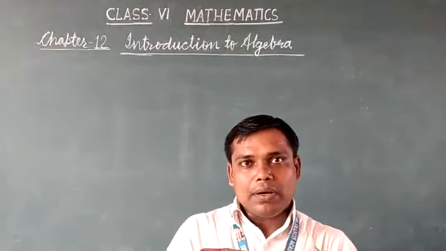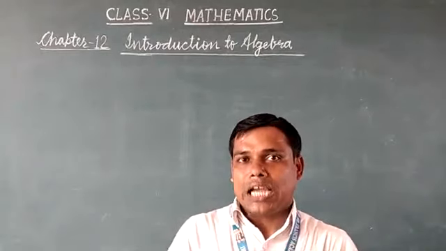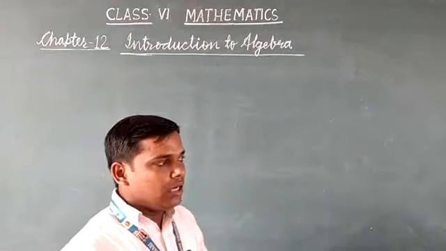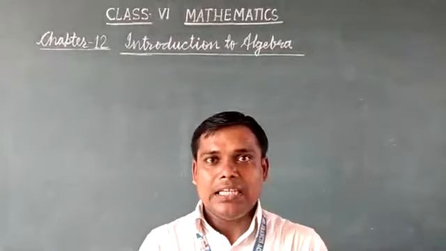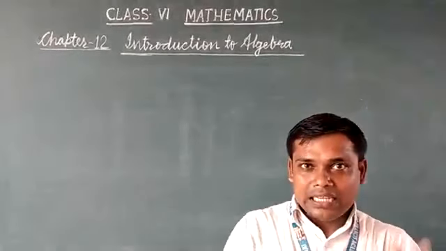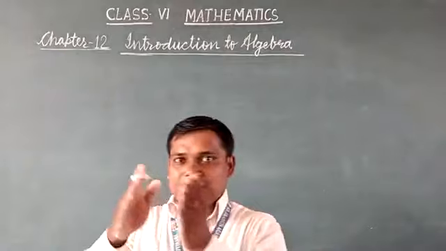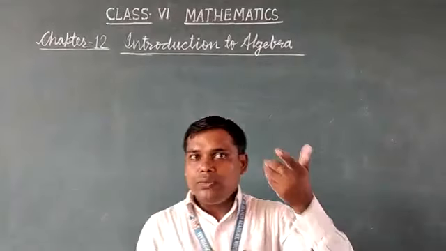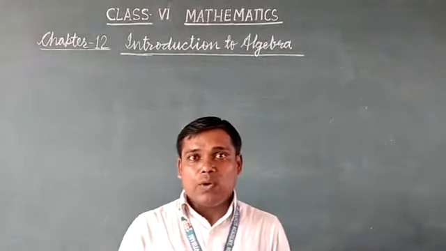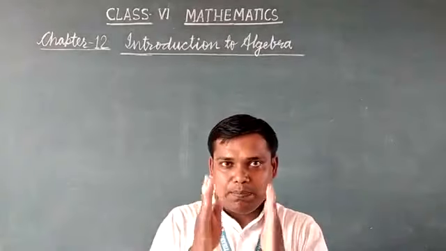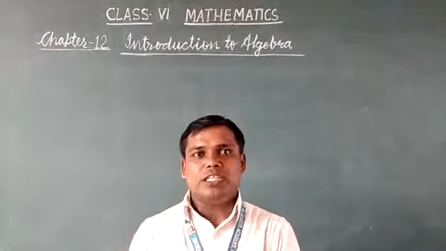So if we want to calculate Ram's money, we first write, let Shyam have rupees X. Then Ram has X plus 10. Since we do not know the value of X, we simply write X plus 10 rupees for what Ram has.